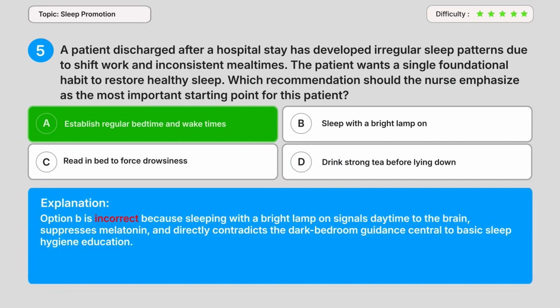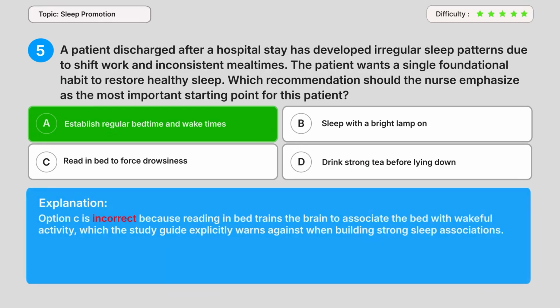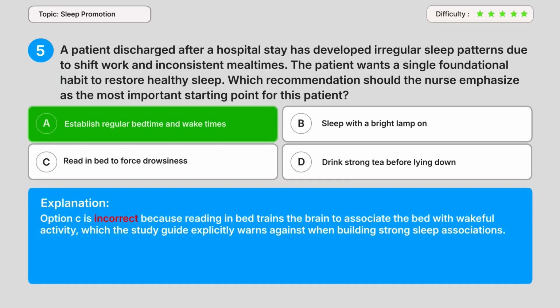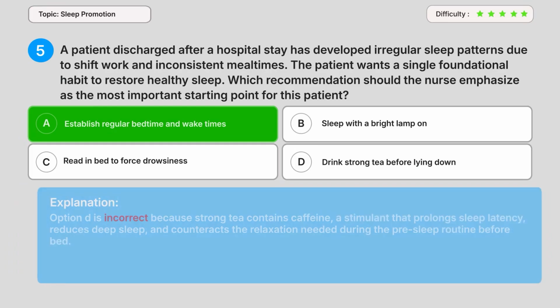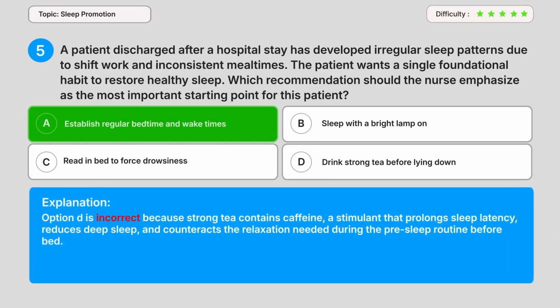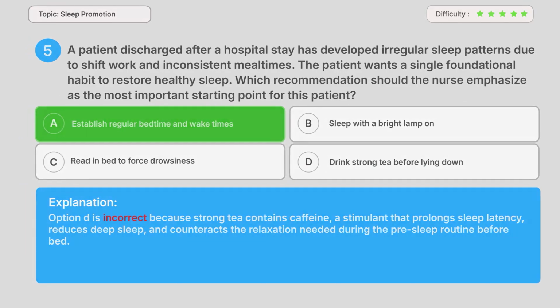Option B is incorrect, because sleeping with a bright lamp on signals daytime to the brain, suppresses melatonin, and directly contradicts the dark bedroom guidance central to basic sleep hygiene education. Option C is incorrect because reading in bed trains the brain to associate the bed with wakeful activity, which the study guide explicitly warns against when building strong sleep associations. Option D is incorrect because strong tea contains caffeine, a stimulant that prolongs sleep latency, reduces deep sleep, and counteracts the relaxation needed during the pre-sleep routine before bed.